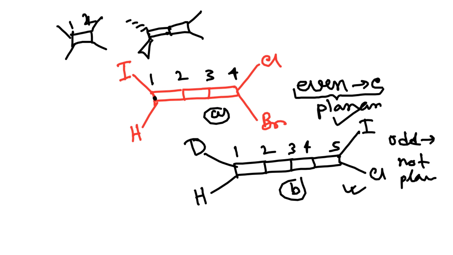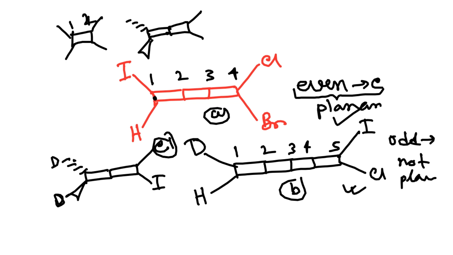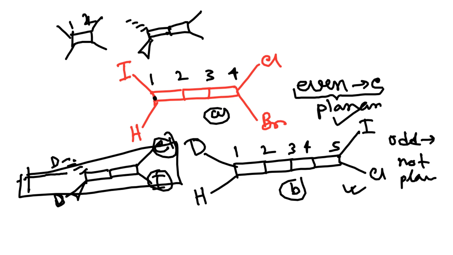For example, let's say you have given this one, Cl, iodine, but here let's say you have both deuterium and deuterium. Now, in this case, although these two groups are different, there is a plane of symmetry bisecting this center. The symmetry plane contains this iodine and this chlorine, and it bisects these two deuterium atoms. So although you have odd number of carbon atoms, because the groups are oriented in such a way, it is not chiral.